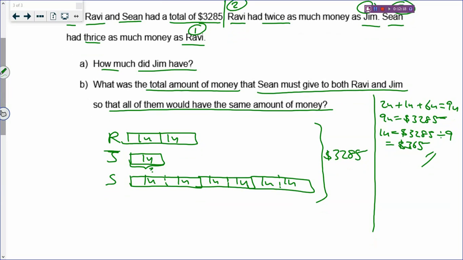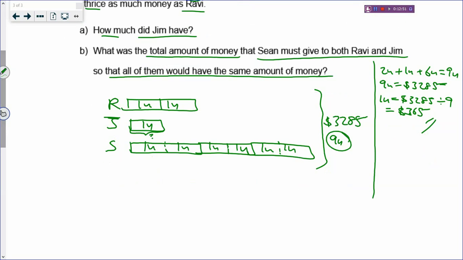Okay, let's look at part B. So what was the total money that Sean must give to Ravi and Jim so that all of them have the same number? So that is like a before and after question, right? So can we draw a before and after model? So how do we draw a before and after model? Now, if you look carefully, what is unchanged? If Sean gives to Ravi and Jim, what is still unchanged? The total money is still unchanged, right? So they have all together 9 units, 9 units if you look at the boxes.